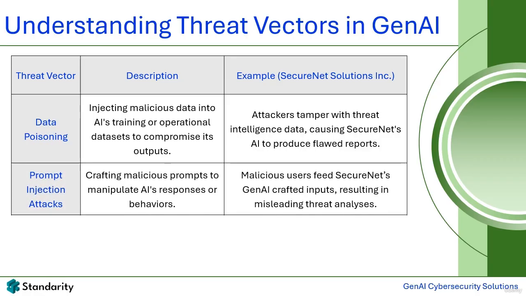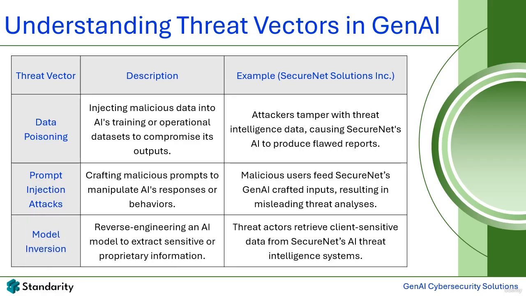Another significant vector is prompt injection attacks, where attackers craft malicious inputs to manipulate the AI's responses. These inputs can cause the AI to produce outputs that align with the attacker's goals rather than the intended functionality. SecureNet observed this when adversaries fed misleading prompts into their generative AI threat reporting systems, skewing analysis outcomes. Addressing this required implementing AI-specific filters to detect and block harmful inputs.